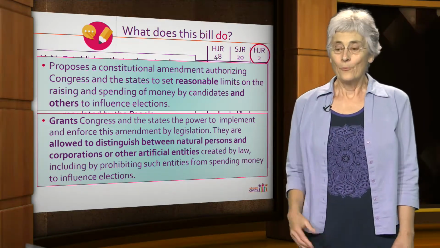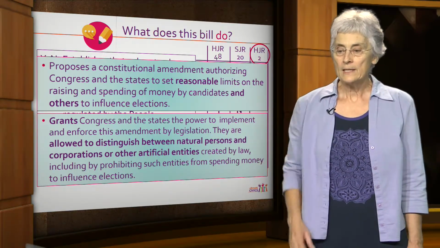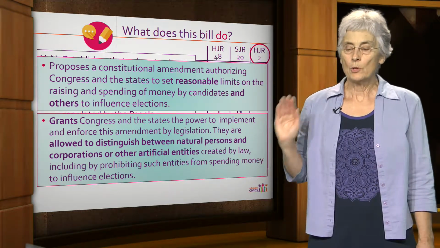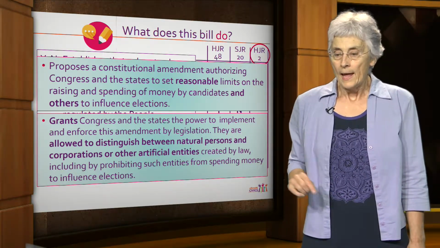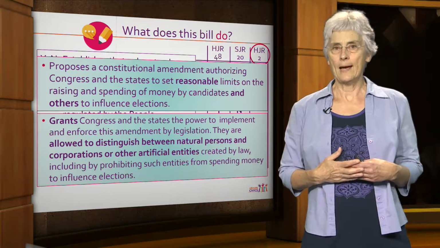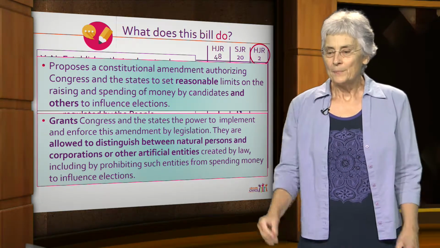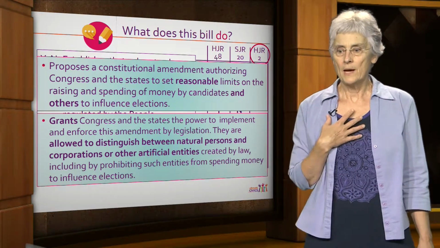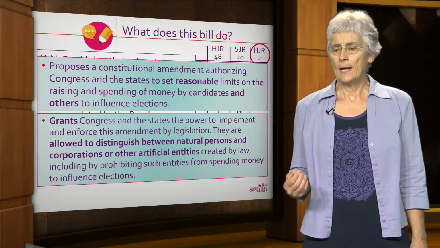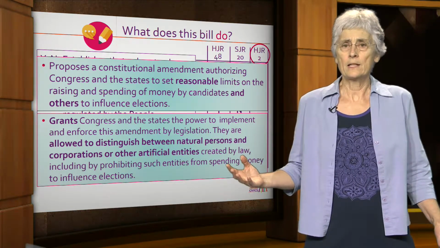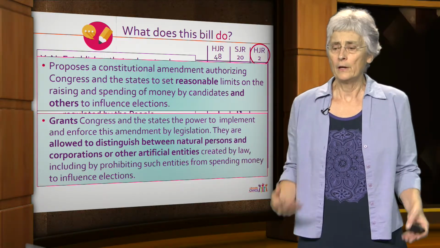Whoa, okay, what is this bill really saying? The first part of it, reasonable limits, we already covered reasonable. That is a weasel word, not specific enough for purposes to be in the Constitution. And others, well, who does that open the door to? Persons who are not natural. The second paragraph is the one that really caught my attention. Congress already has the power to implement and enforce legislation. That's granted as part of the Constitution. So the first sentence is like affirming what we already have.